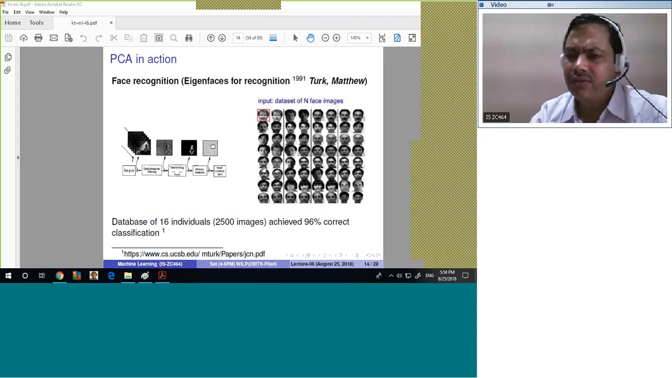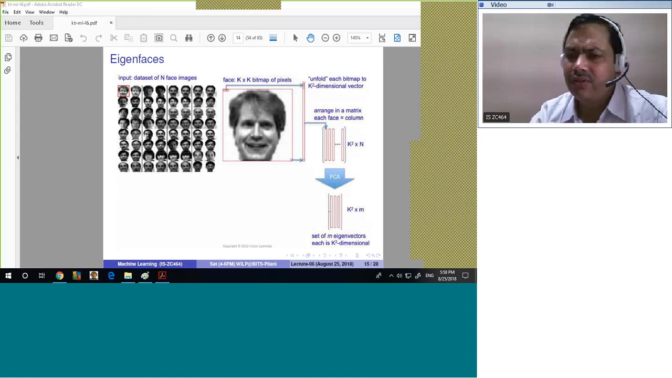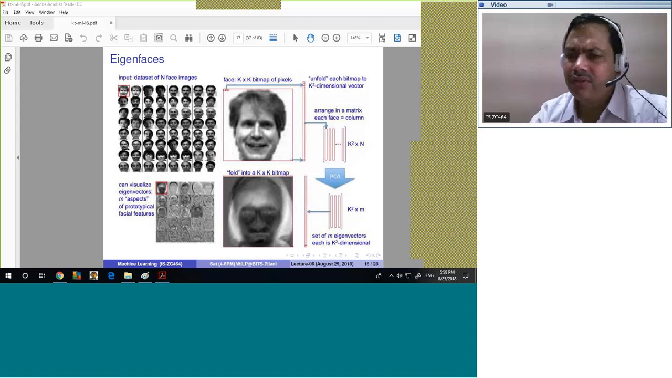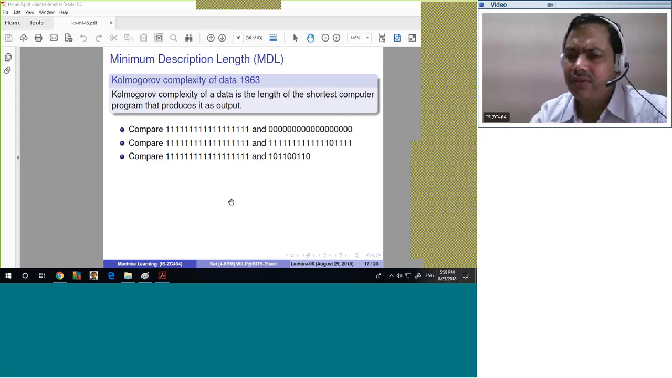PCA has been applied to facial images, and we have seen that it was first applied in 1991. It achieved very high accuracy, 96%, on a special database that had images of only 16 individuals. How did they do it? Every image was converted into a single line, and then PCA was applied. The new kind of images was called eigenfaces, and using those eigenfaces, they did the recognition.